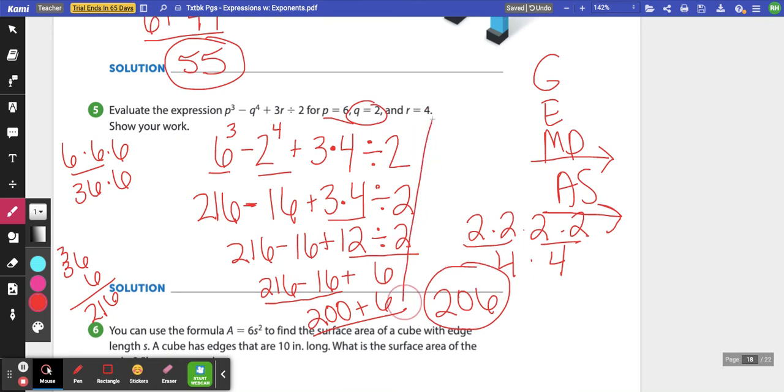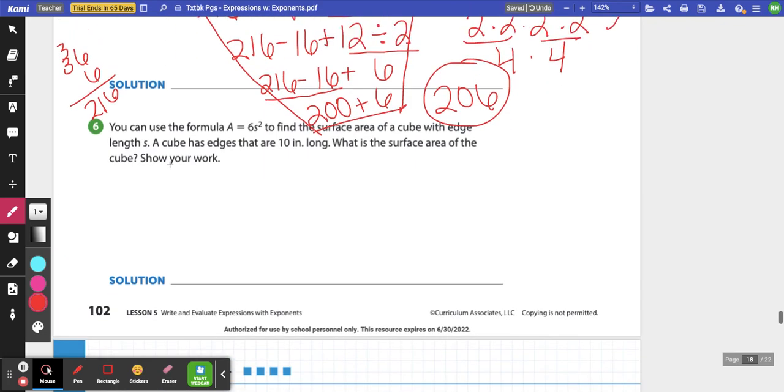And notice as I'm simplifying, it's slowly but surely kind of coming down to a V. And that's how every single question should look.